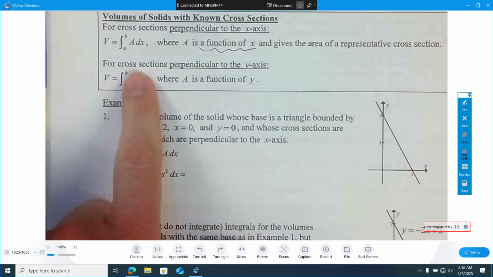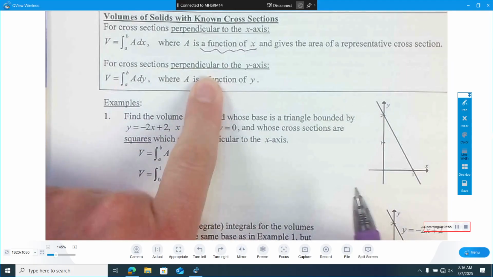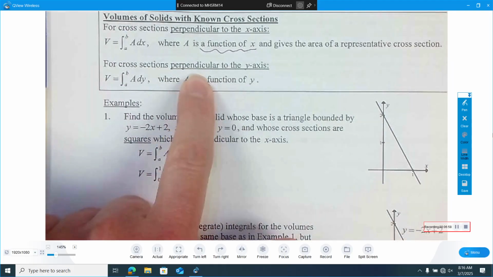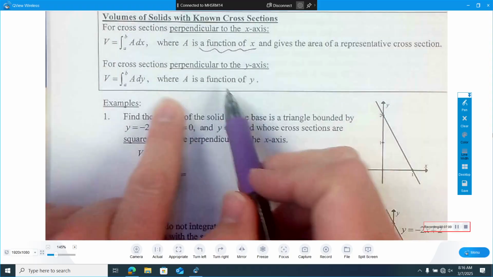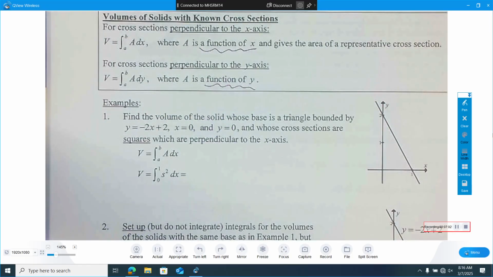But we can also do cross sections that are horizontal, perpendicular to the y-axis. And so these things would all be functions of y. But again, it's just area times thickness, and that'll give us volume.